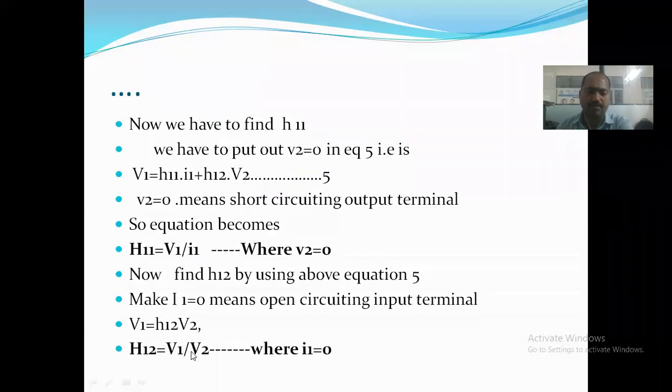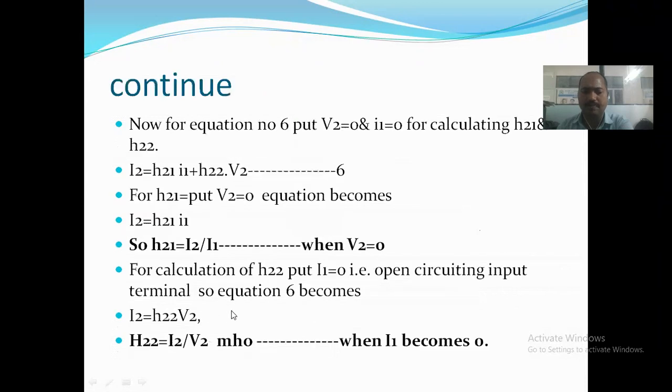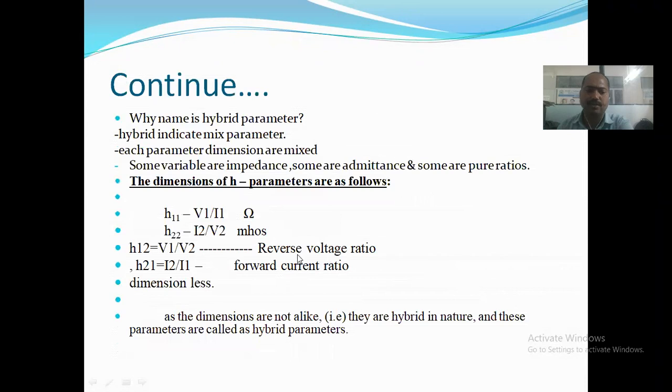Then h12 is nothing but v1 upon v2. So it is nothing but a voltage ratio. But which type of voltage ratio? If it is output divided by input, it is the forward ratio. But v1 upon v2 means input divided by output, it is a reverse ratio. So v1 upon v2 is a reverse voltage ratio.